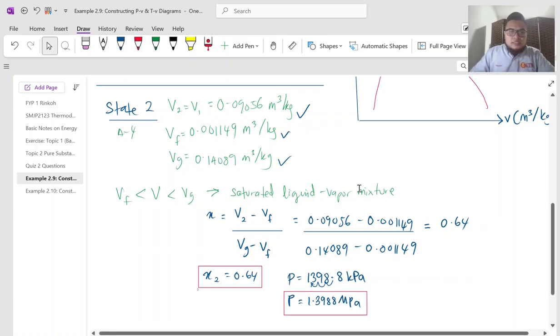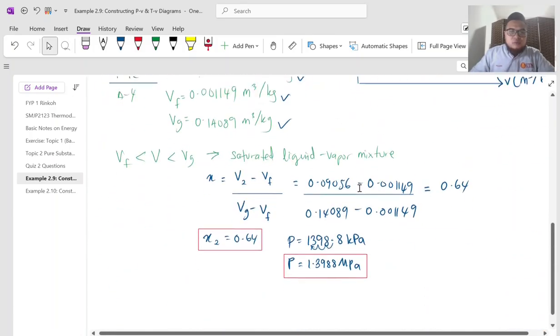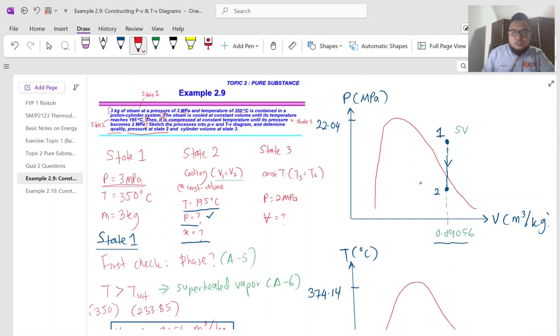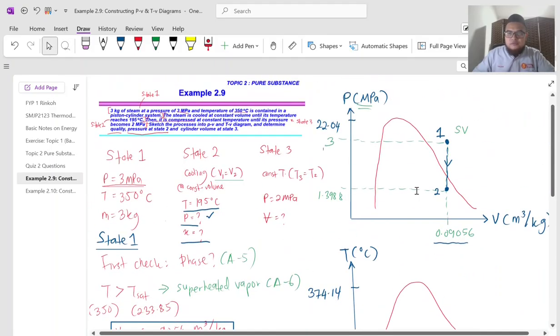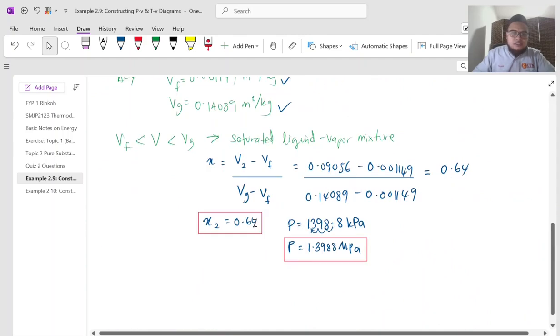So now at state 2, we actually have a pressure of 1.3988 megapascals, which is somewhere here, right? So here is 1.3988 megapascals. Just now it was here, 3 megapascals. So this is not drawn to scale, everything is in a relative fashion. Bigger means up there, smaller means down here. We'll get to the TV diagram later when we have finished our PV diagram. Now we have answered question 2.